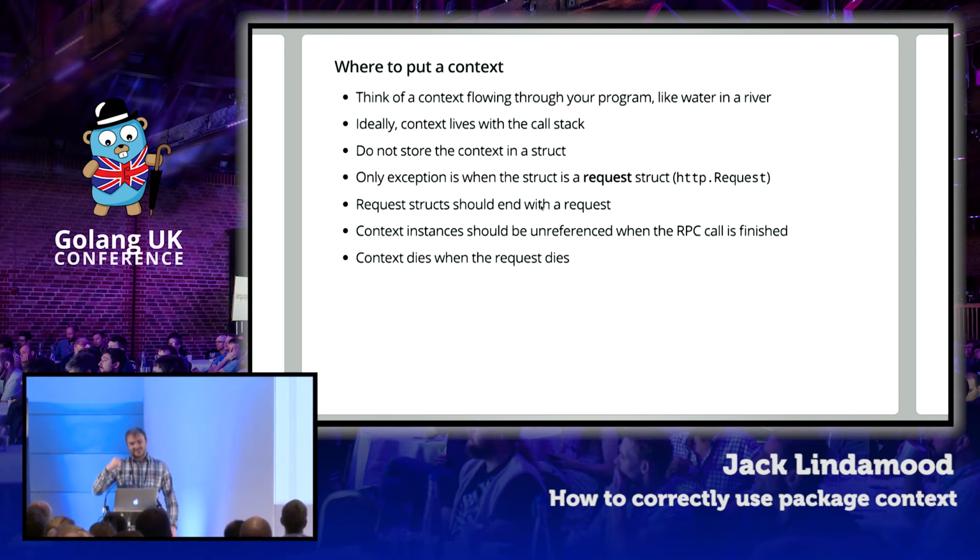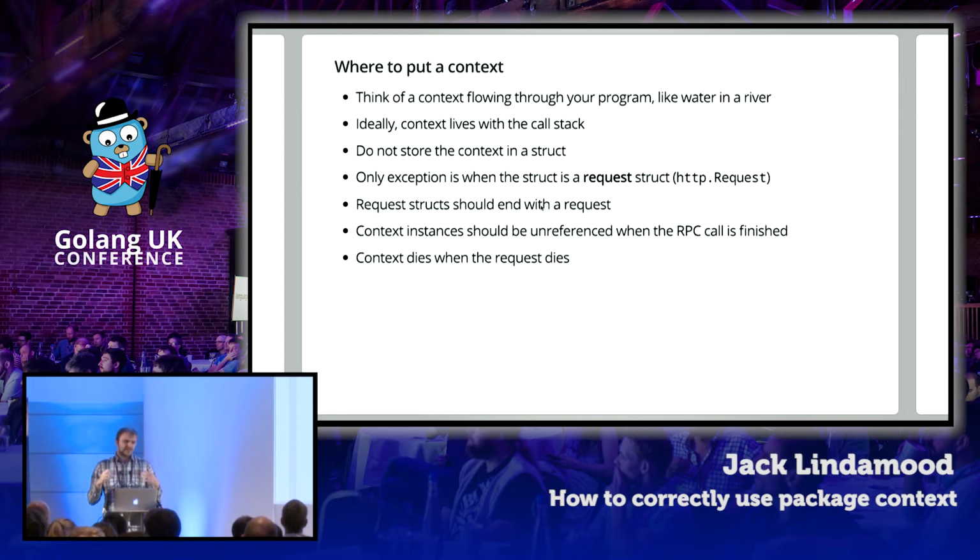Where to put the context? The mental image I would give the context variable is flowing water in a river, right? Water in a river doesn't stagnate anywhere. That would be like, don't drink that water. It just kind of flows through. And your context should live with your call stack.